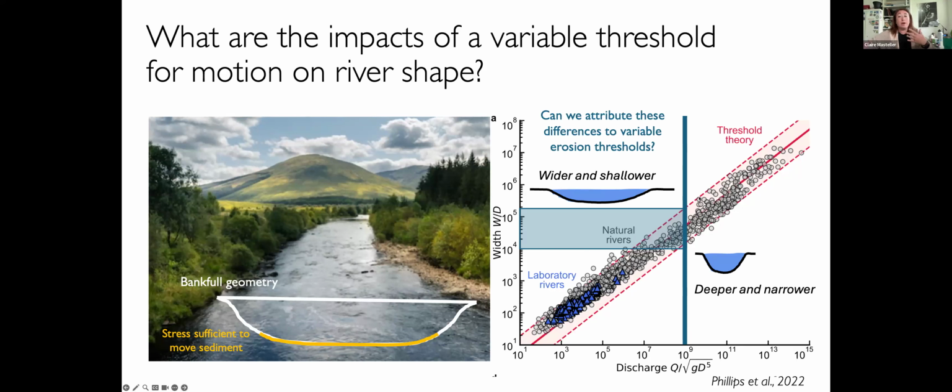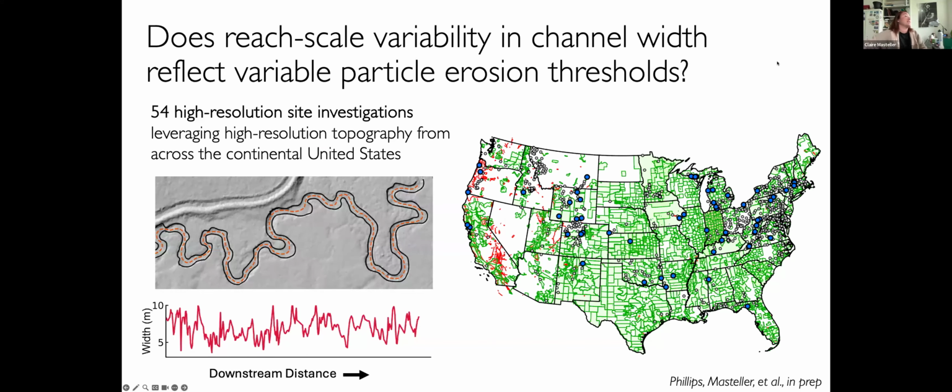And so what we're interested in interrogating here is, can we attribute these differences that we observe for a constant bankfull discharge to variable erosion thresholds at the scale of individual river reaches? To interrogate this problem, Colin Phillips and I turned to the wealth of high-resolution topographic data that's available through the USGS and OpenTopography in the continental US, as well as the rich history of gauge recording across many rivers maintained by the USGS.